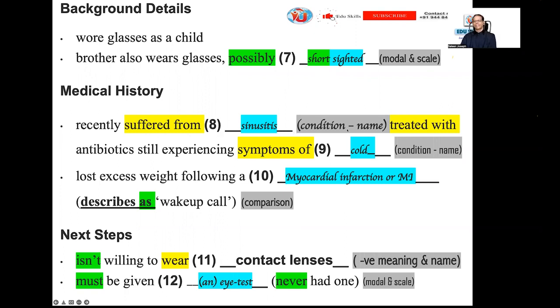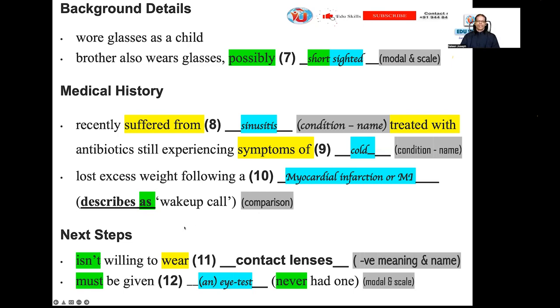Condition. Sinusitis is a condition, a name given. Treated with antibiotics, still experience symptoms of another sickness or condition, name, that is cold. Lost excess weight following dash, myocardial infarction, or MI also is right. If you write MI, that will also be considered right. Describes as wake-up call. See, again, describes as comes here as a comparison.